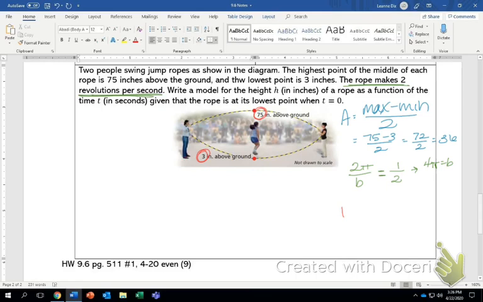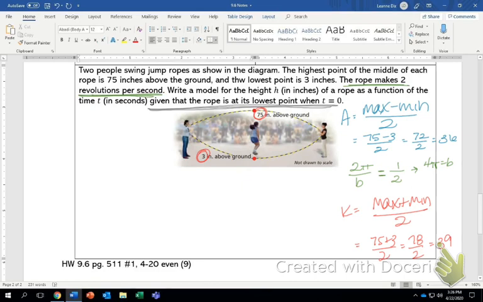The last thing I need to do is find my vertical shift. So I'm going to have k equals, remember it's maximum plus minimum over 2. So it would say 75 plus 3 over 2, which is the same thing as 78 over 2, which equals 39.